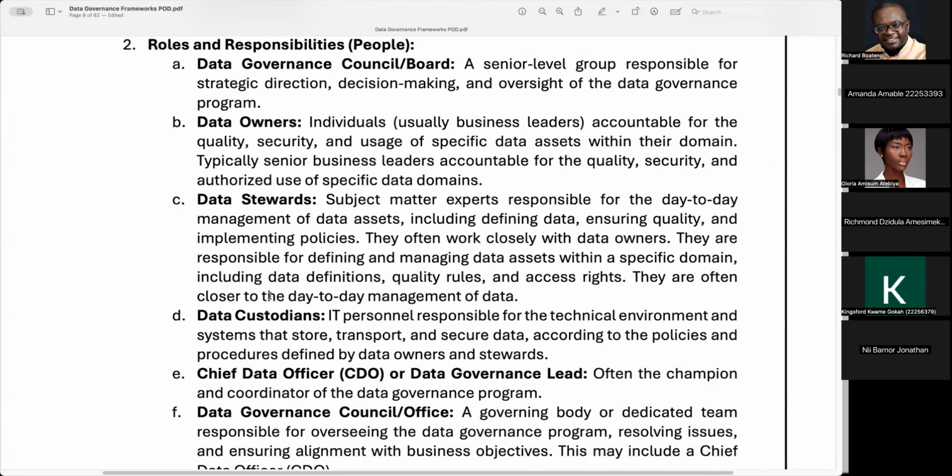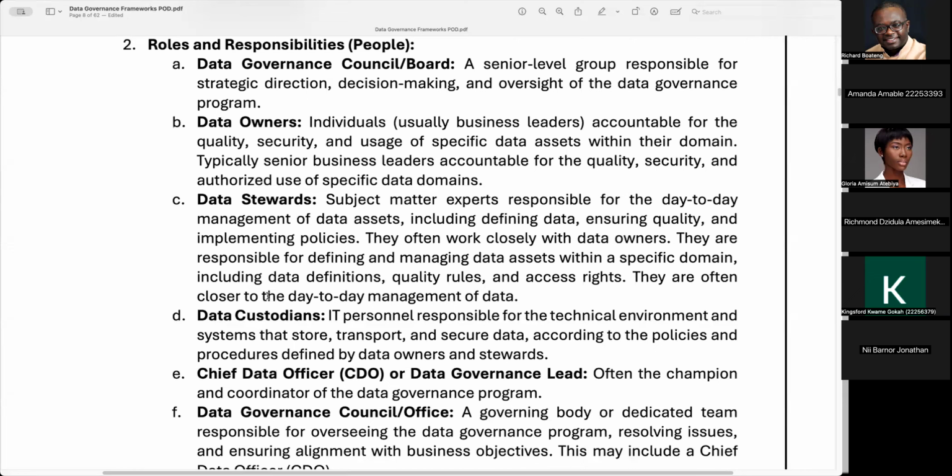Yes, closely. Data stewards are more the operational, hands-on data managers within specific business units or domains. They are responsible for the day-to-day tasks. Defining data elements, maybe implementing data quality rules defined by the owner, managing metadata for their area, ensuring policies are actually followed in practice. They're often the real experts on the data itself and how it's used operationally. So owner is strategic accountability. Steward is tactical responsibility for a domain. Is that a fair way to think about it? That's a very good way to look at it, yeah.